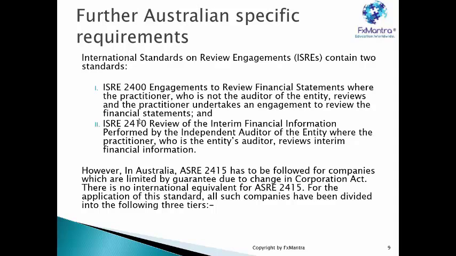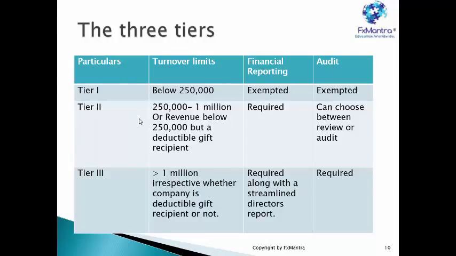Internationally, this kind of a requirement for companies limited by guarantee is only applicable in Australia. ASRE 2415 does not really have an international equivalent. So all such companies which are limited by guarantee for the purposes of ASRE 2415 have been divided into the following three tiers. The first tier belongs for company which have an annual turnover less than 250,000. So if they are less than 250,000, they are actually exempted from doing the financial reporting and auditing as well.